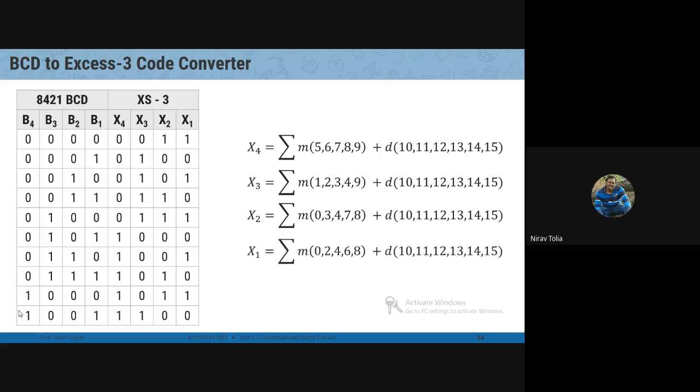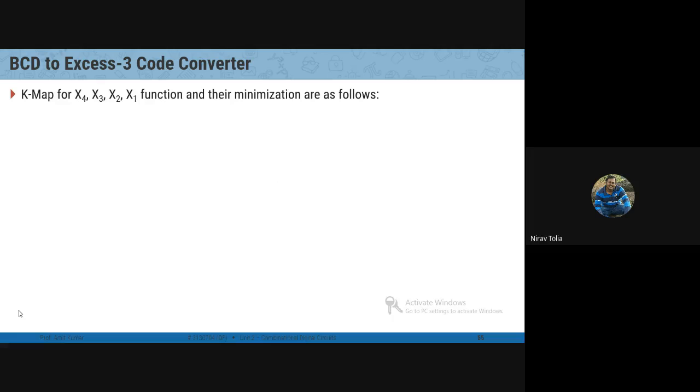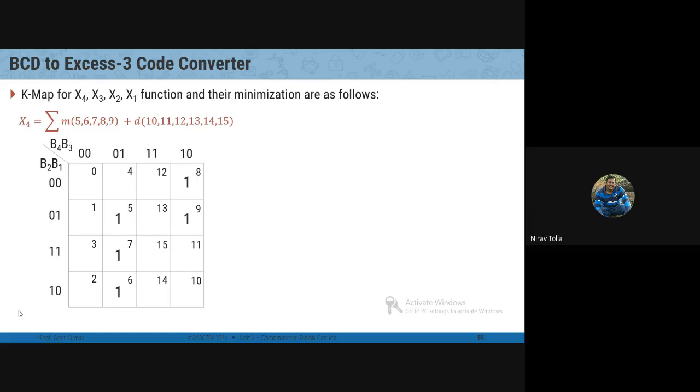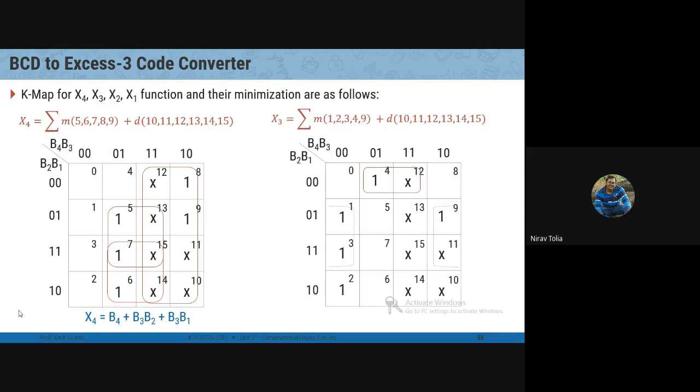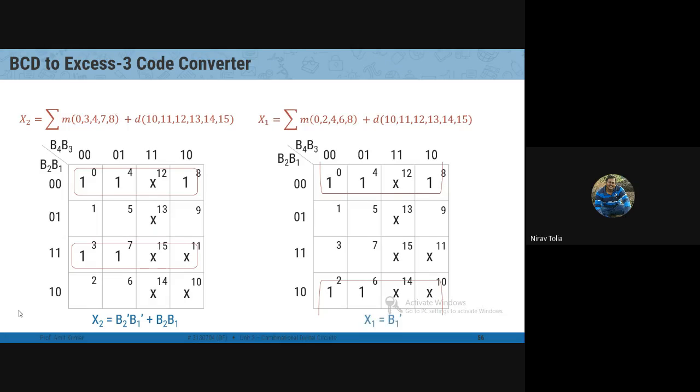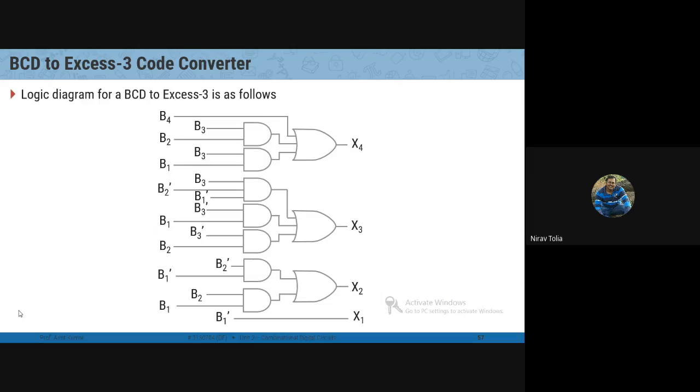So we have the equations of x4, x3, x2 and x1, and we implement that table by using a K-map and simplifying it. Then we have the equation of x4 in terms of b1, b2, b3, b4. Also we have the values of x3, x2 and x1, and from that we derive the equations. We implement the equations by using AOI logic, which is AND-OR-invert logic.